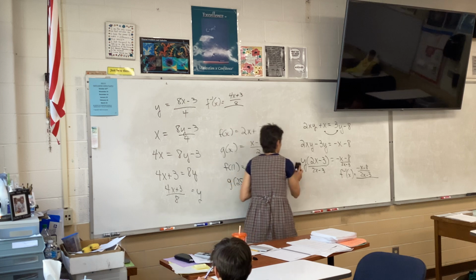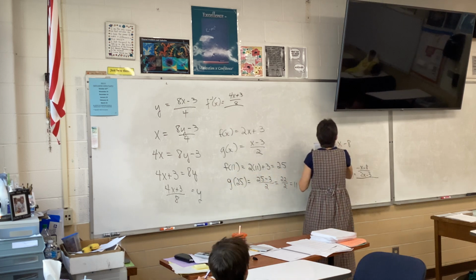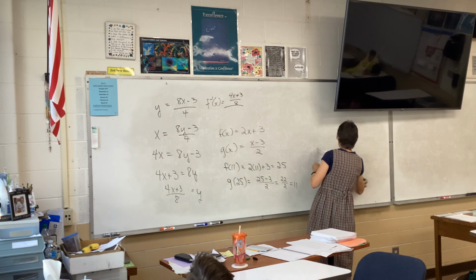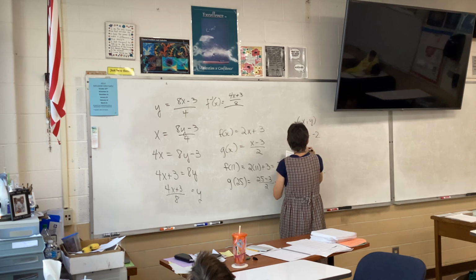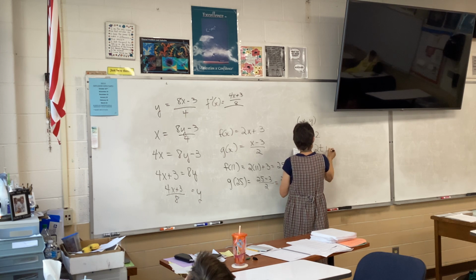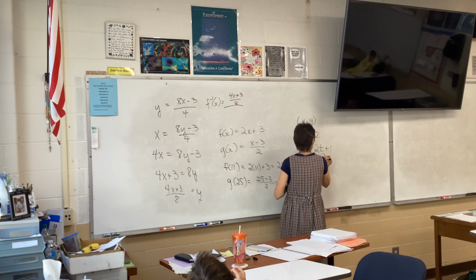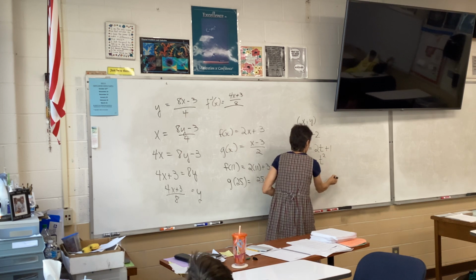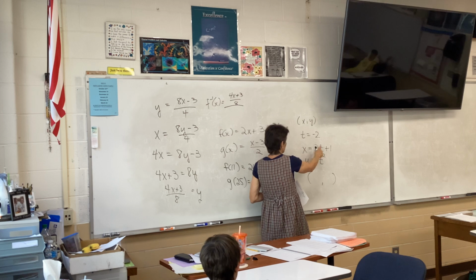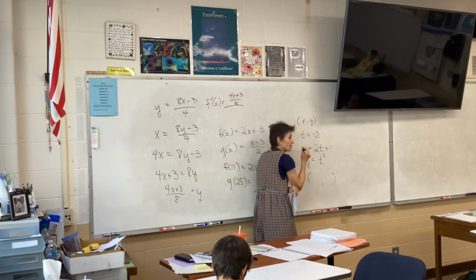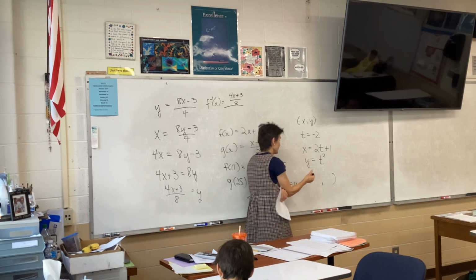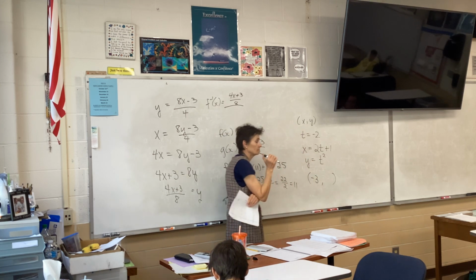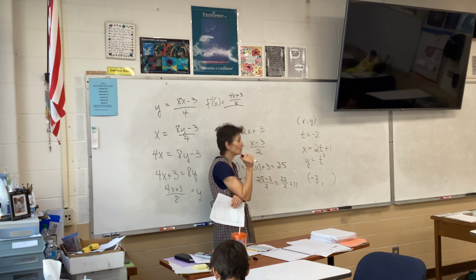Oh, this is the super simple one. This says, find the ordered pair. We know t is -2, and we know x is 2t plus 1, and y is t squared. All right, so what's the ordered pair? What's x? If t is -2, just plug it in. What's x gonna be? -3. 2 times -2 plus 1.